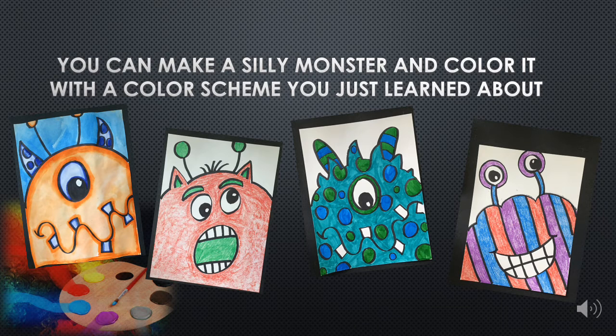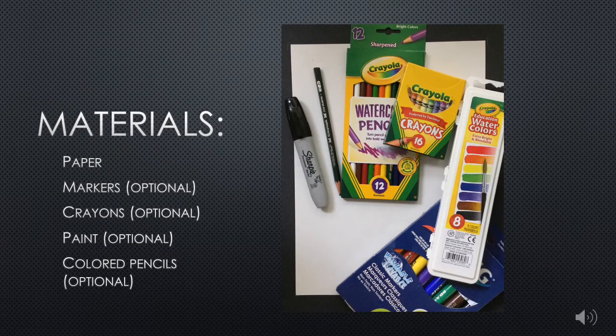You can make a silly monster and color it to show me what you have learned about color theory. A lot of the materials you are going to need for this project are your choice. You will definitely need a paper of some sort, or any surface to draw on. You will need a tool to draw with, and any type of tool to add color, like markers, crayons, paint, or colored pencils.